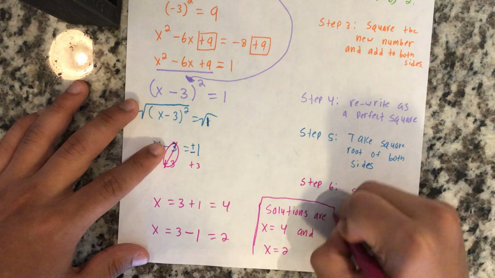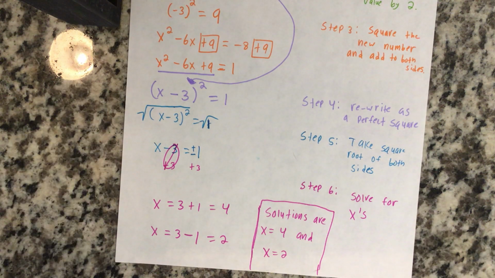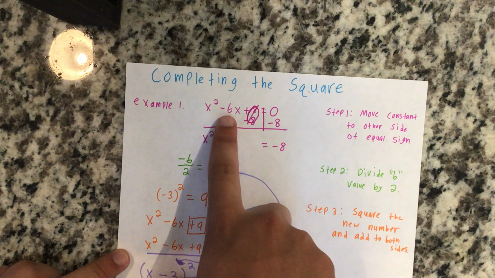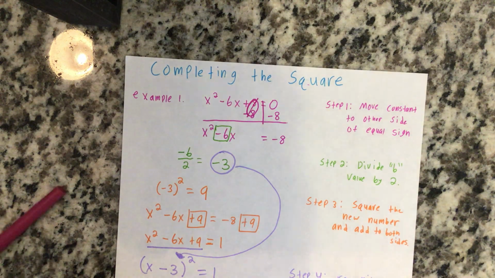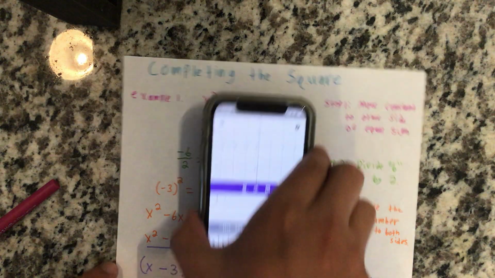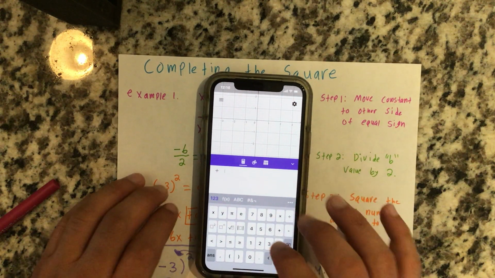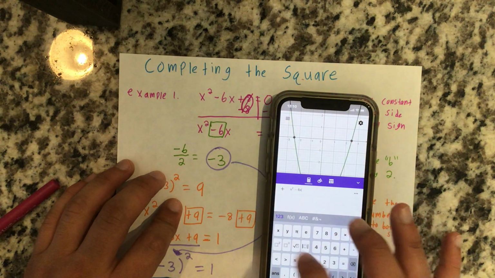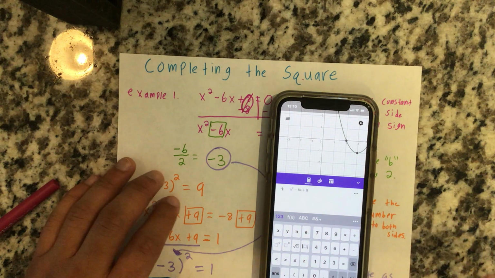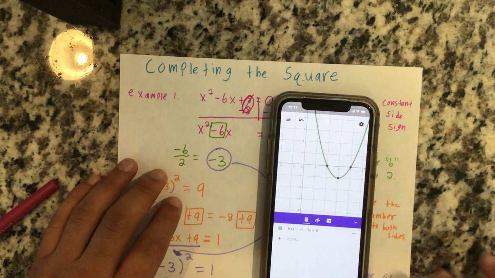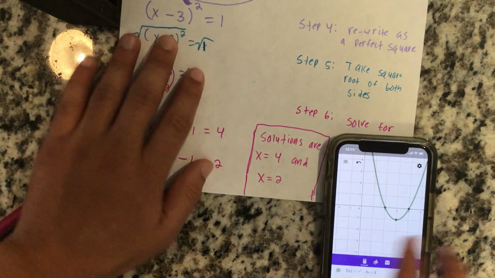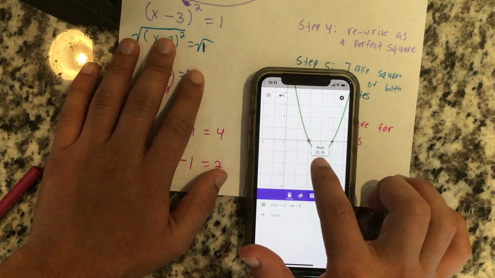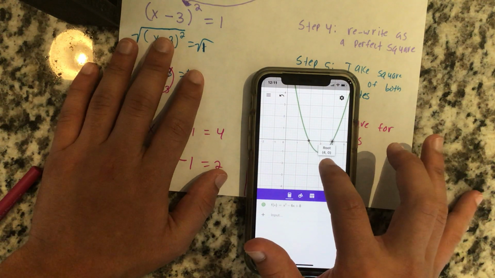That's it. That's completing the square, okay? And we can check our answers too. So I got x equals 4, x equals 2, right? So let's go to our original equation. I had x squared minus 6x plus 8. So I'm going to go to my calculator, and I'm going to graph x squared minus 6x plus 8. Okay, so let me slide it over. So my solutions were x equals 4 and x equals 2, right? So let's check our answers. 2, 0, x equals 2, and 4, 0, x equals 4.